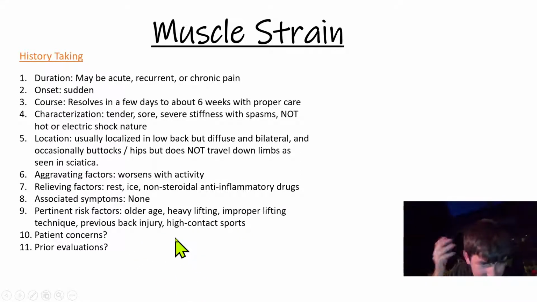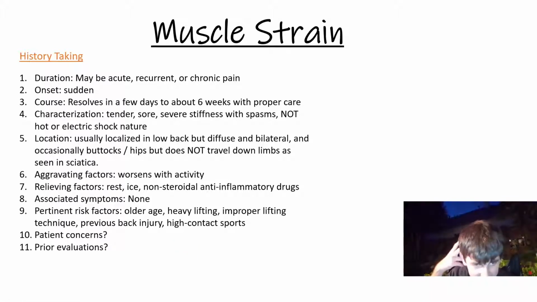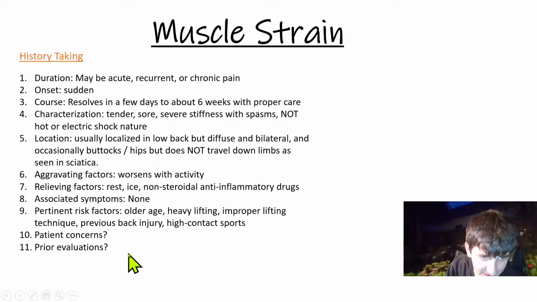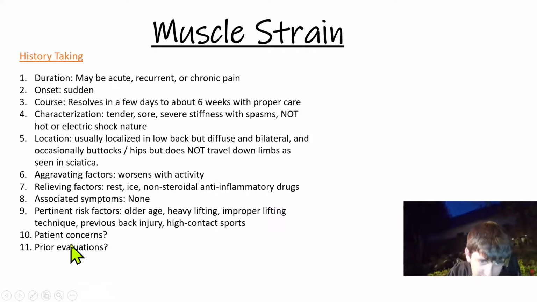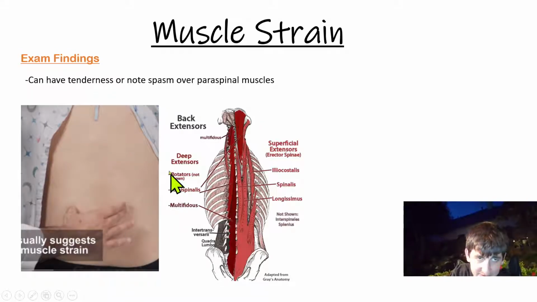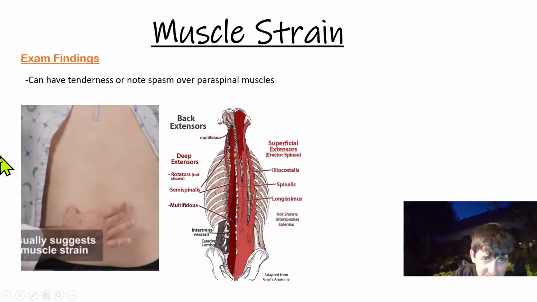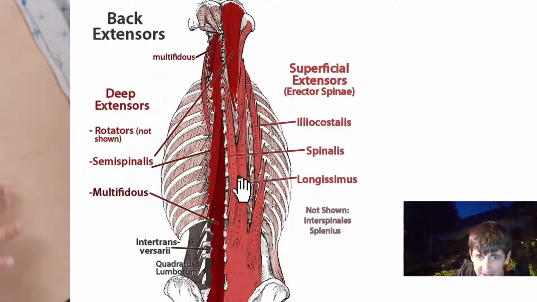And then we always want to ask the patient, is there anything that you are specifically concerned about with your symptoms or what you're worried this might be from? Involve them in their health care because it's their body, right? And prior evaluations, have they seen other doctors for this? So you're going to examine your patient and you're going to note some tenderness or spasm over paraspinal muscles. Again, you can see these right here, lateral to the spine.